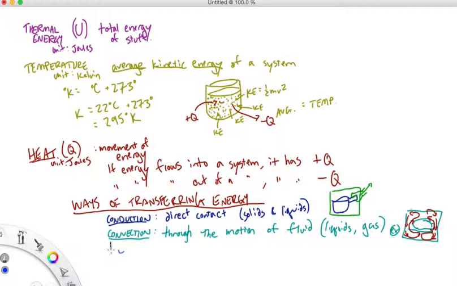Radiation. Radiation is when you transfer heat through space, or you can transfer it through space. That's what the sun does. It's transferred through electromagnetic waves, I'll just say EM waves. So it's transferred through electromagnetic waves. So, for example, the sun, that's an easy one.